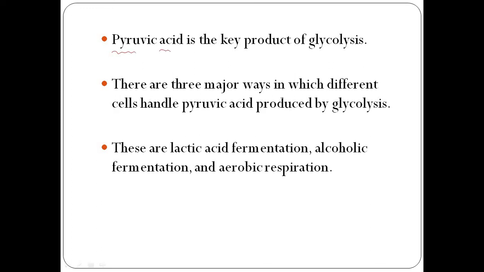There are 3 major ways in which different cells handle pyruvic acid. After liberation of pyruvic acid, the respiration continues, and the pyruvic acid produced by glycolysis is used in 3 ways. One is lactic acid fermentation, another is alcoholic fermentation, and the third is aerobic respiration. In anaerobic respiration, they use pyruvic acid to form lactic acid and alcohol in lactic acid fermentation and alcoholic fermentation respectively. And again it undergoes aerobic respiration.